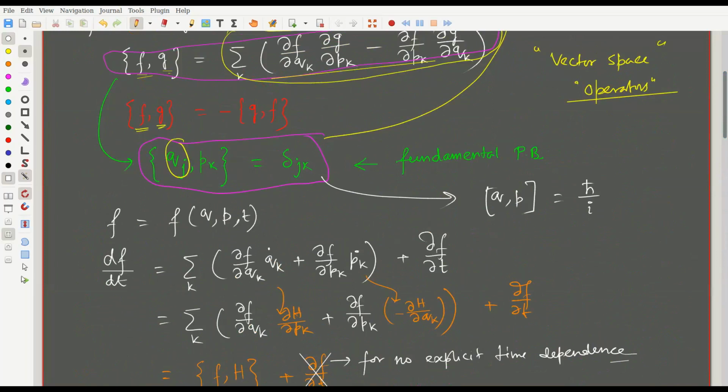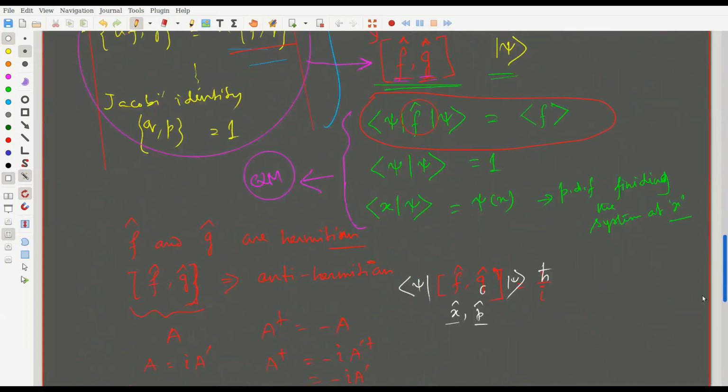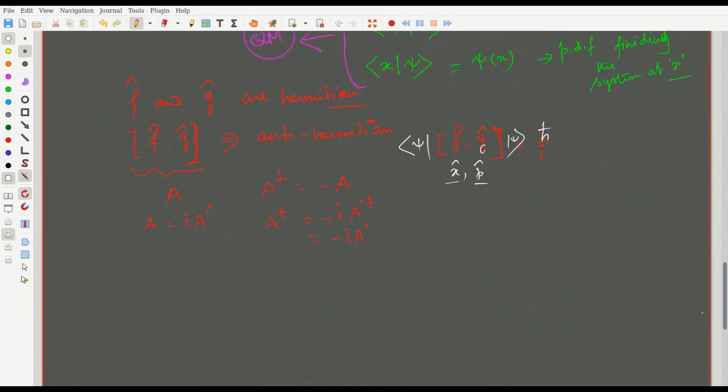Rather, sorry, i h cross. So that's why it makes sense. I start from this, and then I develop my quantum mechanics, and now you will see that everything will fit into place. So from this you start your quantum mechanics.